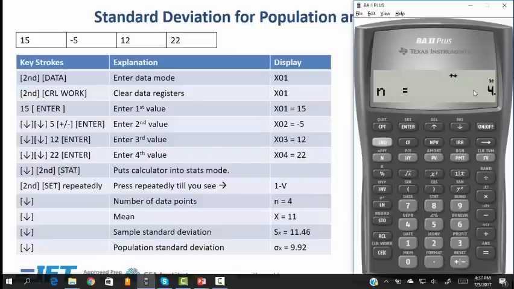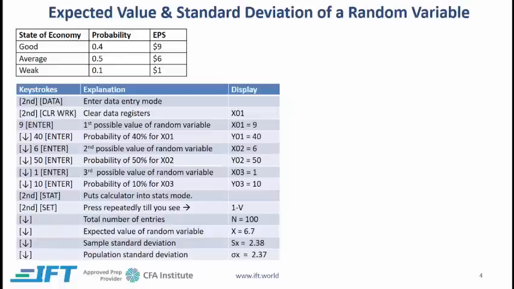N is equal to 4 means that we entered 4 data points. X bar is the average, so the average value of the 4 numbers is 11. Then down arrow. Sx is the standard deviation assuming that this is a sample, and then down arrow again. Sigma x is the standard deviation assuming that this is a population. If your question requires you to come up with a variance, then you can simply take this and square it. So you can hit the x squared button, and that gives you the variance.